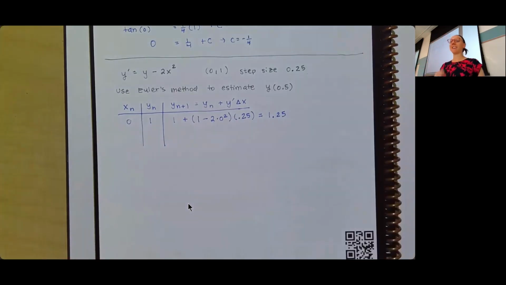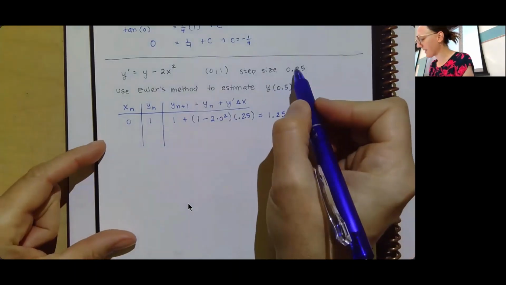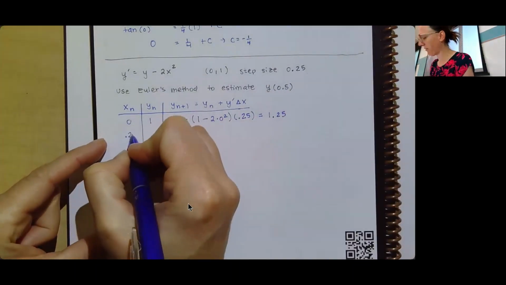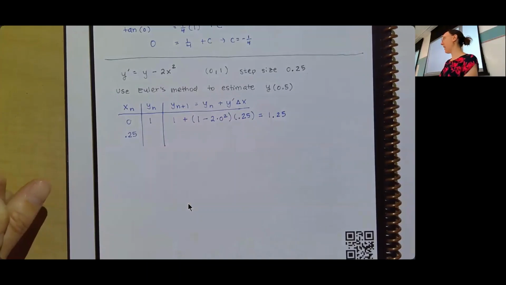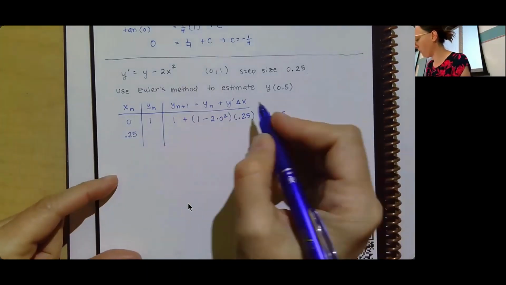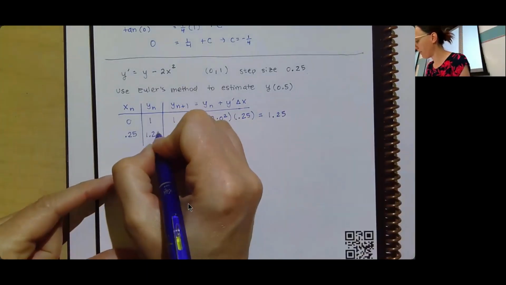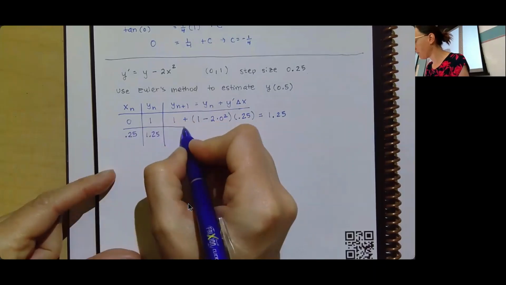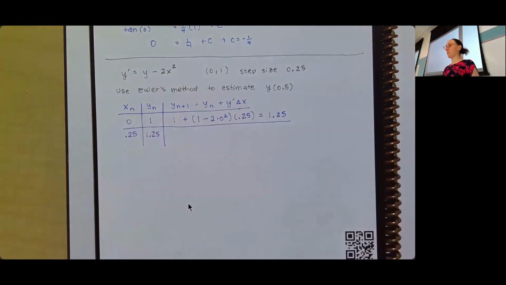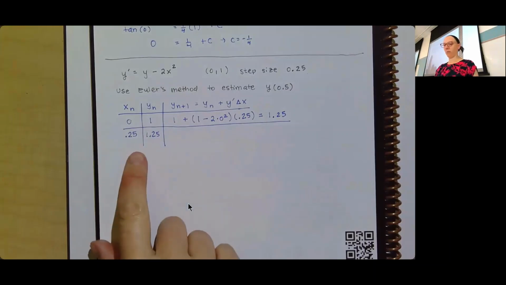So now I've taken a step in the x direction, and my step in the x direction was that step size of 0.25. And I've ended up at the new y value of 1.25. So now I'm standing at this point right here.